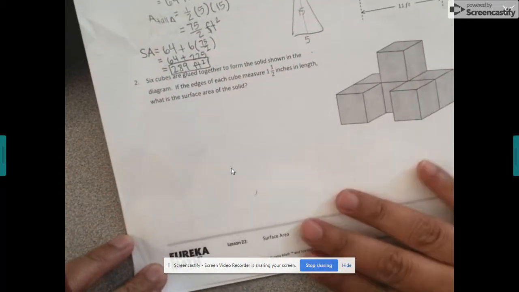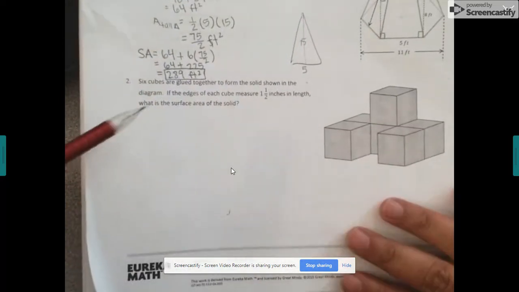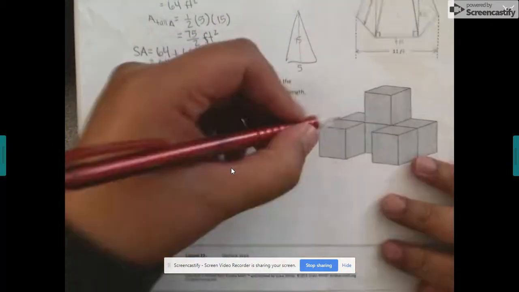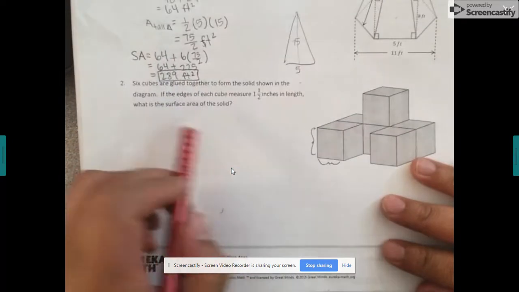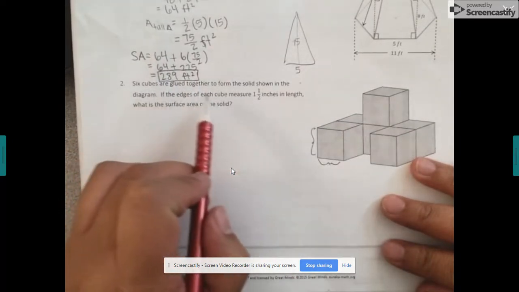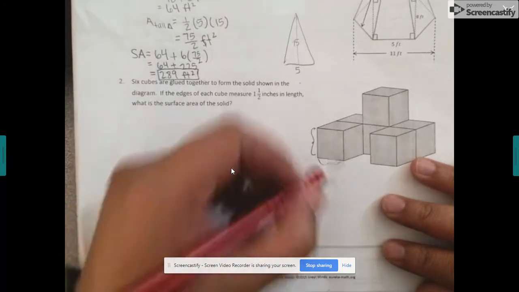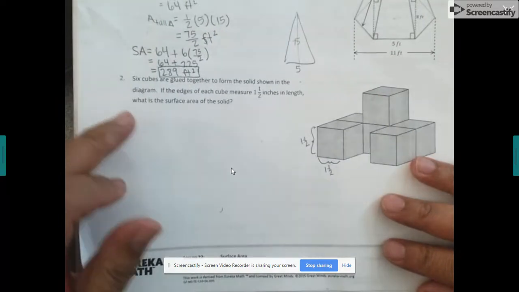For this second problem to your lesson 22 exit ticket, it's very similar to the one that we did in class. So we know that it's a cube, which means that the edges are all the same. According to the information, 6 cubes are glued together to form a solid below in the diagram. If the edges of each cube measure 1.5 inches in length, what is the surface area of the solid?